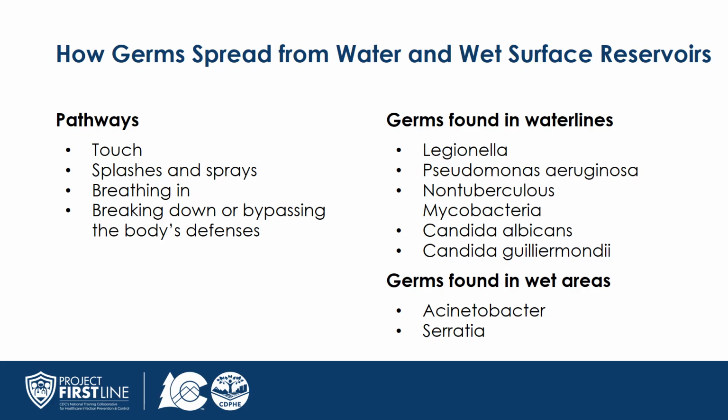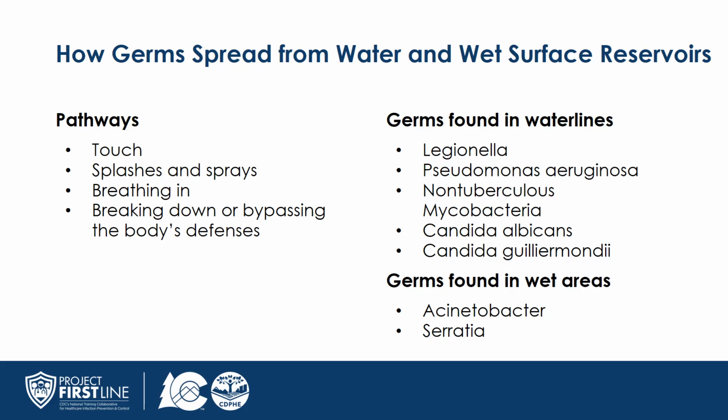Some of these microorganisms can be pathogenic, especially for vulnerable patients. Examples of the pathogens that were found in dental water lines are Legionella, Pseudomonas aeruginosa, non-tuberculous mycobacteria, and some types of fungus such as Candida albicans and Candida guilliermondii. Some other pathogens that can be found in wet surfaces other than the dental water lines are Acinetobacter and Serratia.